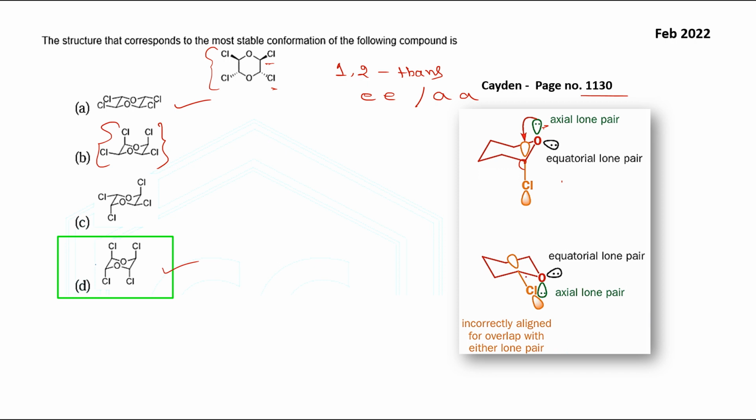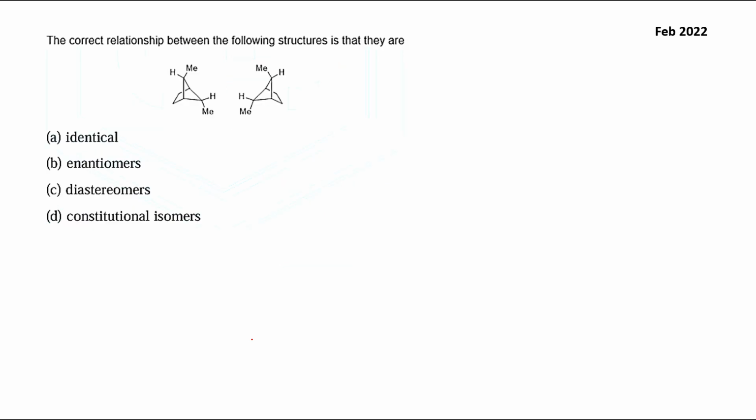But if you consider this carbon chlorine bond next to oxygen as equatorial, now the equatorial lone pair, the black one, or the axial lone pair, none of these lone pairs are correctly aligned for overlap with the CCl sigma star. So that is why this equatorial bond is not preferred, this one is preferred, and the answer will be the last one.